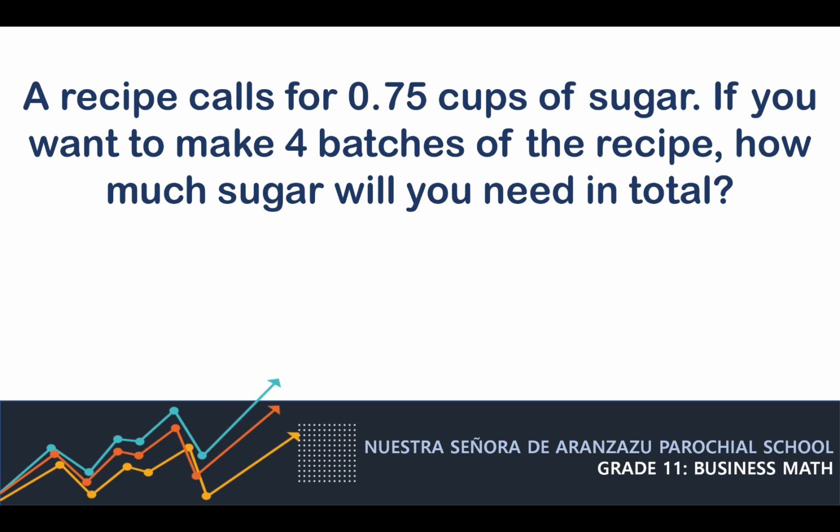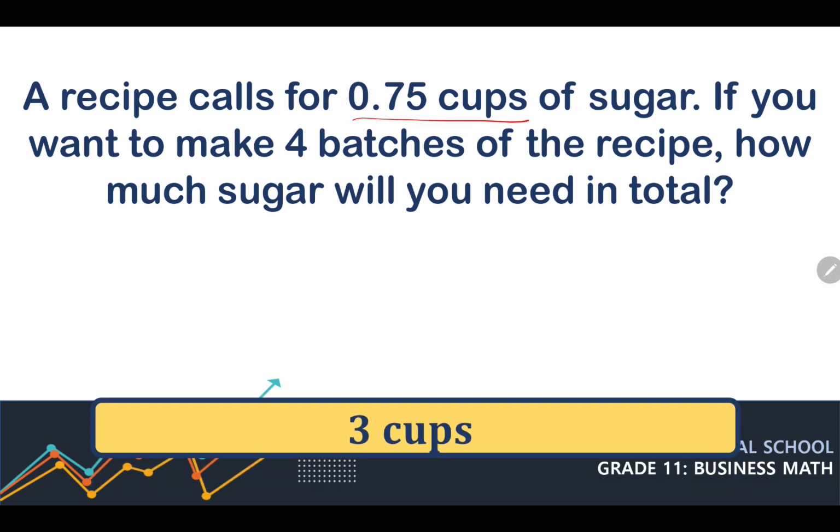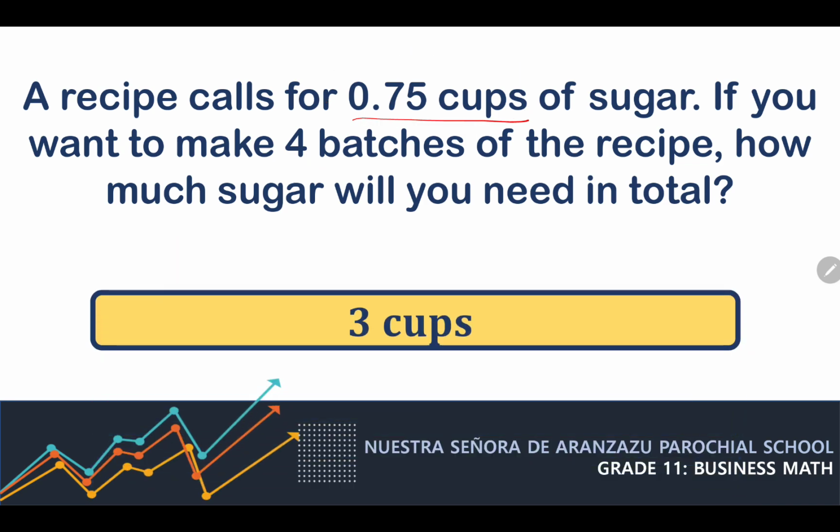Our recipe calls for 0.75 cups of sugar. If you want to make 4 batches of the recipe, how much sugar will you need in total? So, on this part, our given is the recipe that has 0.75 cups of sugar, each recipe. But you have to make 4 batches. So, just multiply 0.75 times 4, that is 3 cups. Okay, 0.75 times 4, that is 3 cups.